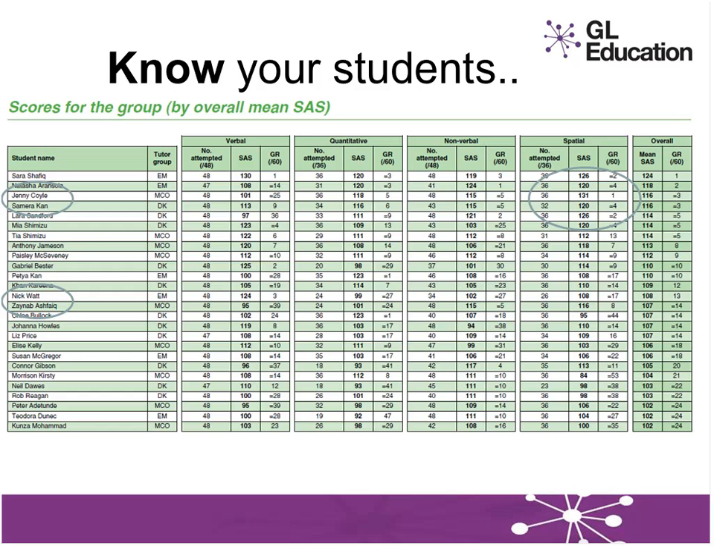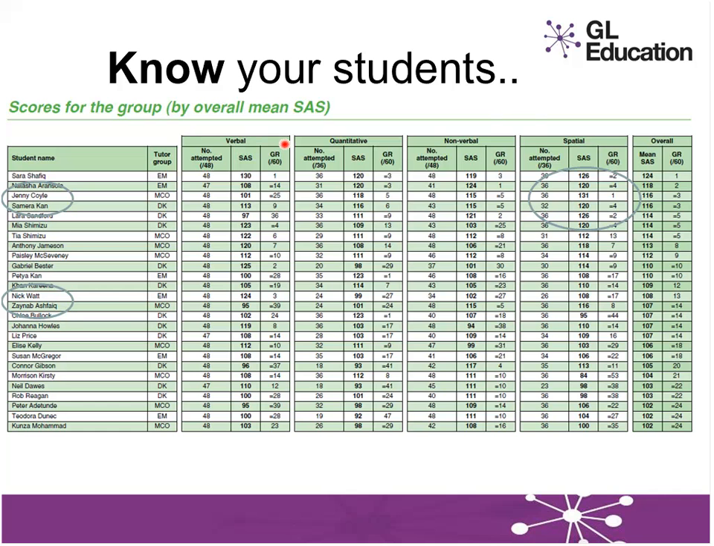This is an example here of probably the first page that you would look at within the group report for teachers. So this shows you, I just hover over, you can see that there is a score for verbal ability, quantitative, non-verbal, and spatial ability. And within each of those battery sections, you also have the number of questions attempted by that pupil, their standardised age score, and then also the group ranking.